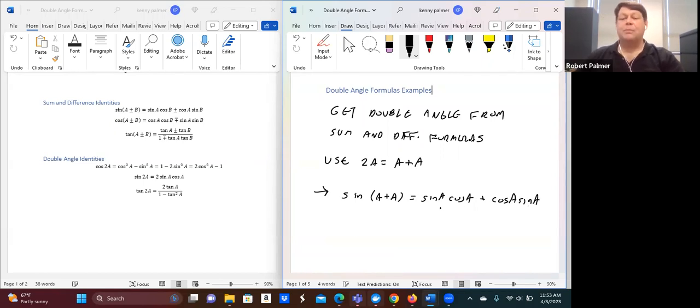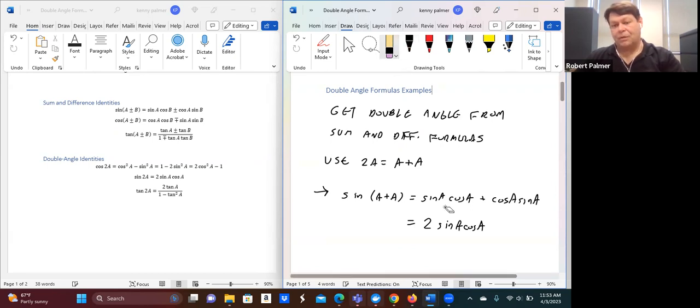Now, remember we can multiply in any order. So the sine of a times the cosine of a is the same as this, and so we have two of these. This is just 2 times the sine of a times the cosine of a, and that is the same thing we see right here. So the sine of 2a is equal to that.